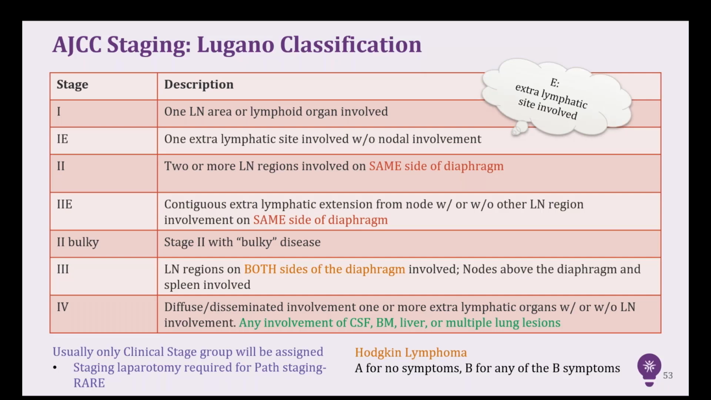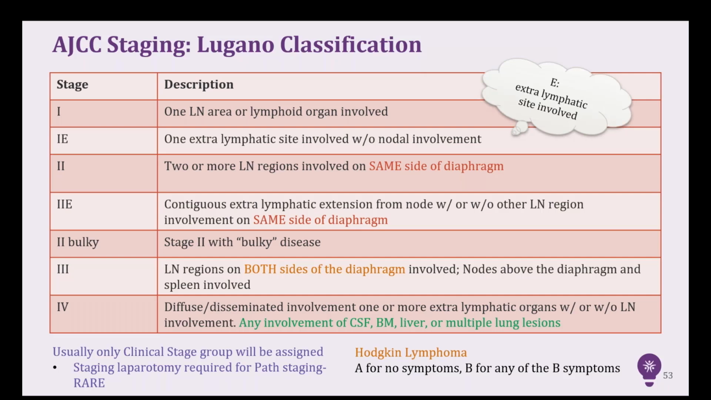And then lastly, we have stage 4. So stage 4 will include any involvement of the cerebral spinal fluid, bone marrow, liver, or multiple lung lesions. It's also important to note that most cases will only qualify for clinical staging, as a staging laparotomy is required for pathological staging per AJCC, and this is rarely performed.